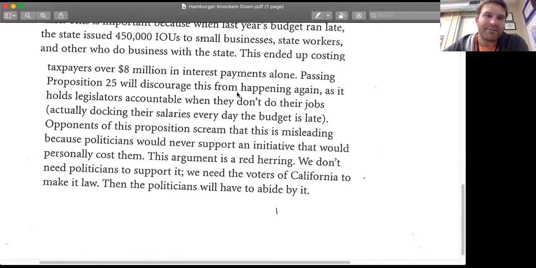Passing Proposition 25 will discourage this from happening again, as it holds legislators accountable when they do not do their jobs, actually docking their salaries every day the budget is late. Opponents to this proposition scream that it is misleading because politicians would never support an initiative that would personally cost them. This argument is a red herring. We do not need the politicians to support it. We need the voters of California to make it law when the politicians have to abide by it.